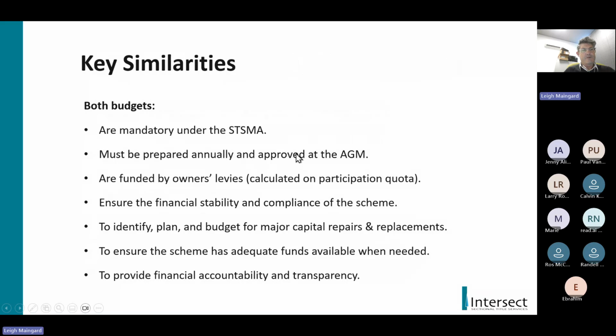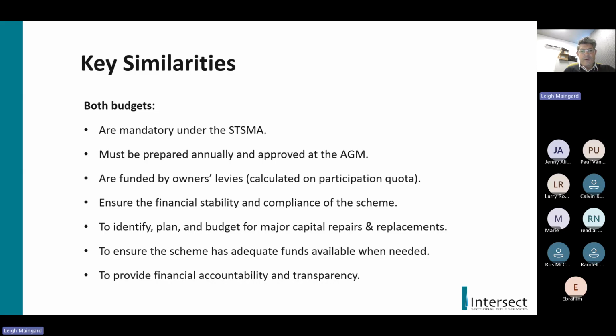Key similarities between the two budgets: they're both mandatory under the Sectional Title Schemes Management Act. They must be prepared annually and approved at the AGM. So again, the trustees are responsible to prepare those budgets, but they must be approved by the owners at the AGM. They are funded by the owners' levies, calculated on a participation quota.